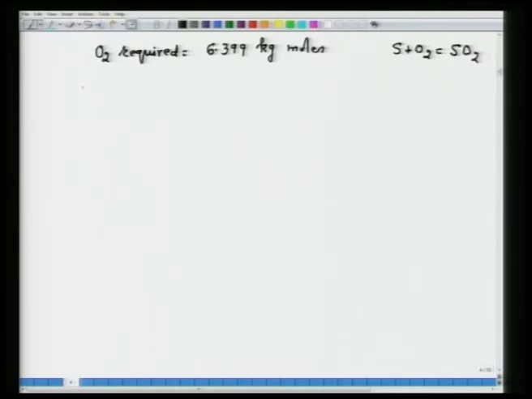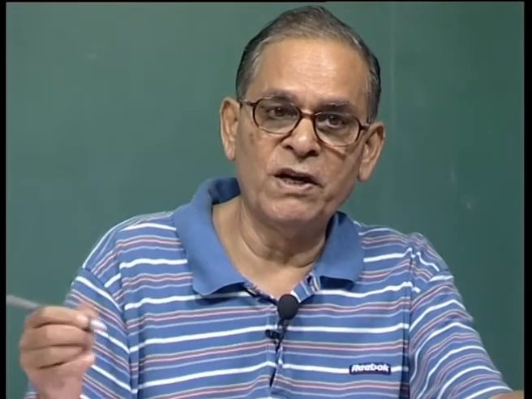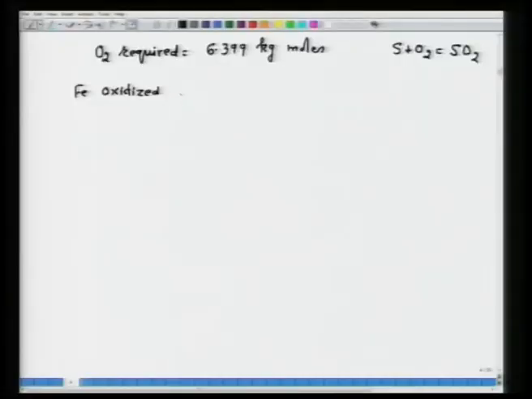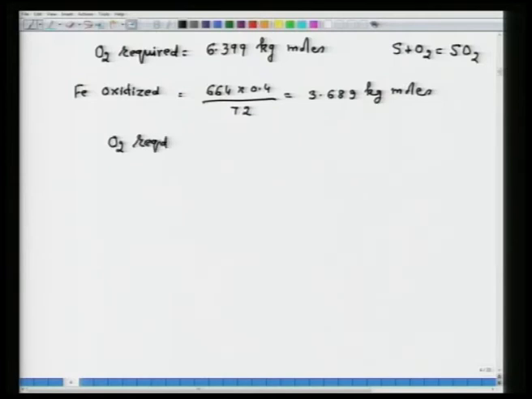Now, about the iron oxidized, we can calculate the amount of FeO, and from the FeO we can calculate how much oxygen is required by Fe plus half O2, that is iron oxidized. You can calculate, that will be equal to 664 into 0.4 upon 72, that is equal to 3.689 kg moles. So, oxygen required will be half of it, 1.844 kg mole.